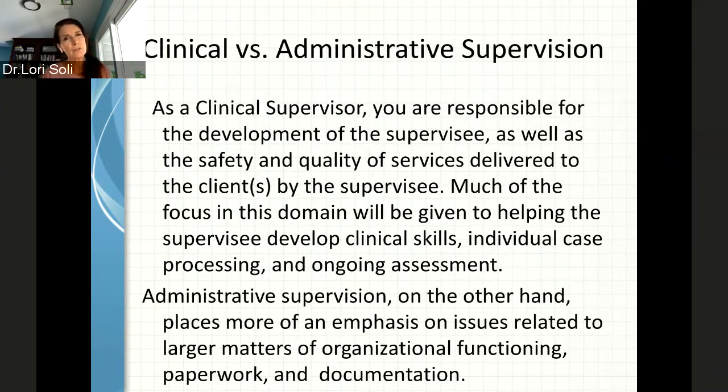For those of you who are students, it's important to understand the difference between these lenses, because if your supervisor is not giving you feedback on, say, clinical skills, on how you're doing, they're not providing the kind of supervision that they're required to provide for our program.